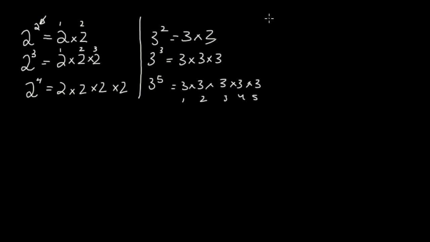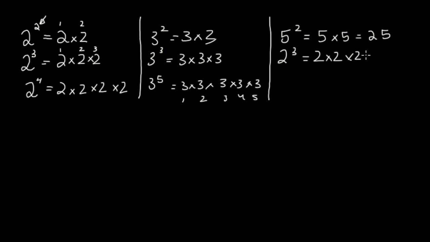All right, so if we evaluate them, we can do 5 to the power of 2, which gives us 5 times 5. Now, what is 5 times 5? That gives us 25. If we have 2 to the power of 3, we have 2 times 2 times 2. That'll be equal to 2 times 2 is 4, times 2 is 8. So we're left with 8.